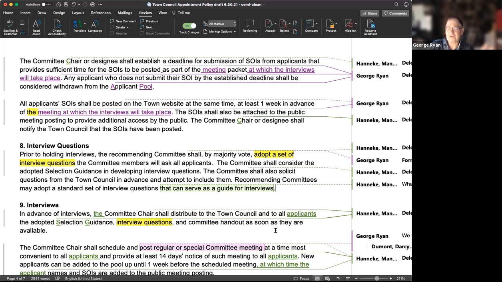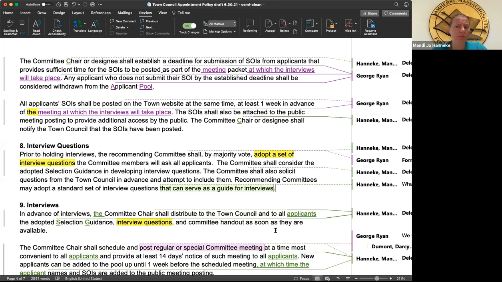So already the playing field is not level, and it's absurd to try to make it level. There's just a different kind of question you're going to ask somebody who's seeking reappointment than somebody who's a newbie. What do you do with that?